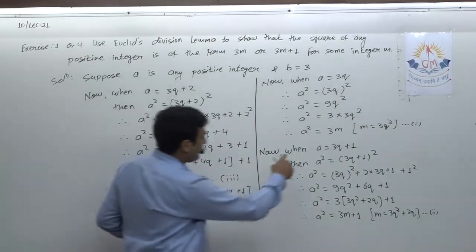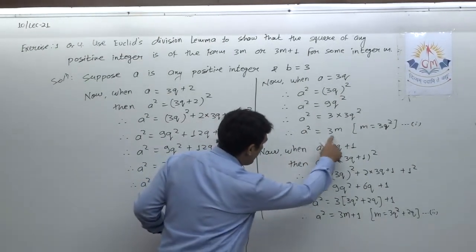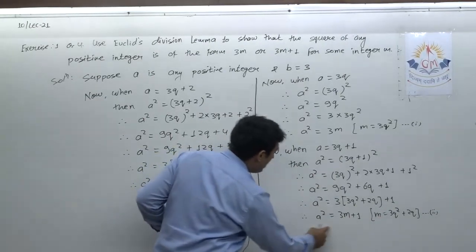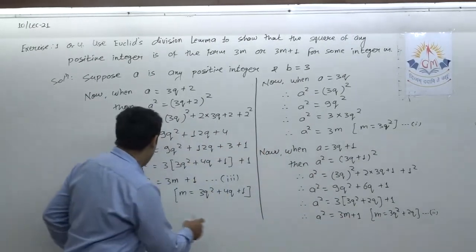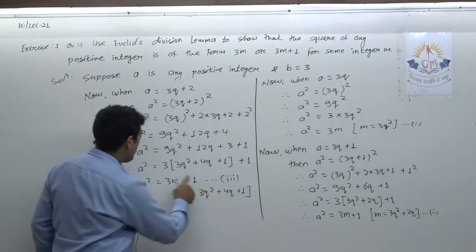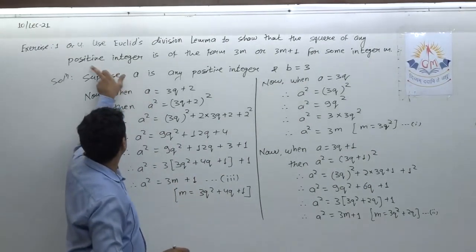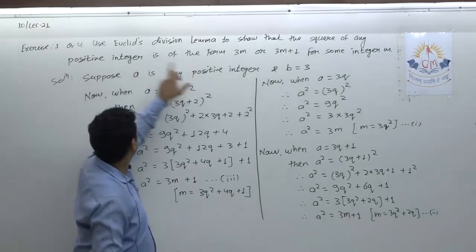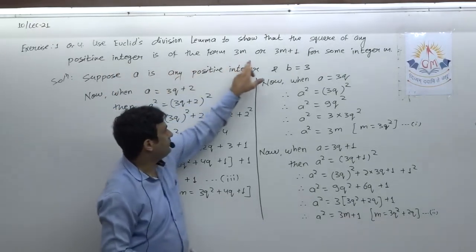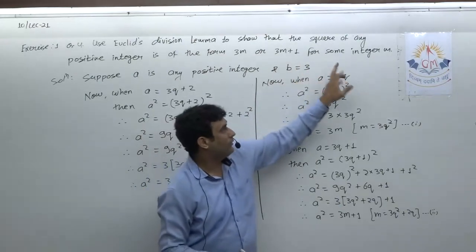Now the first equation says a square equal to 3m. The second equation says a square equal to 3m plus 1. And the third equation again says a square equal to 3m plus 1. So from these three I can say that the square of any positive integer is of the form 3m or 3m plus 1 for some integer m.